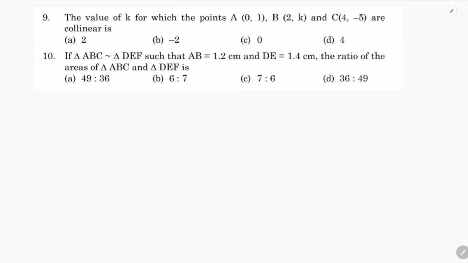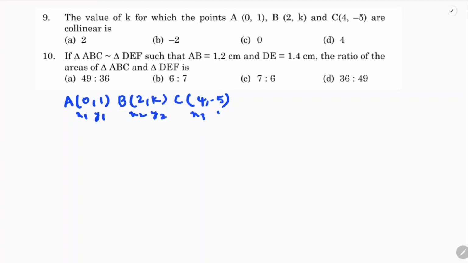These two questions may not come for CBSE 2024, because one is based on area, and the other one is also from triangles based on area. So the first question: 3 points A (0, 1), B (2, k), C (4, minus 5), that is x1 y1, x2 y2, x3 y3. The area of the triangle will be 0 here because the points are collinear.